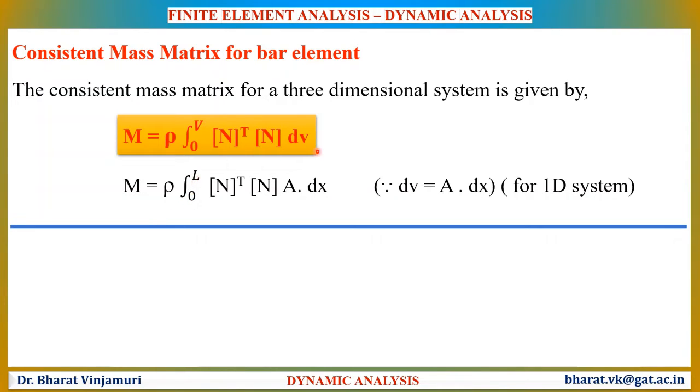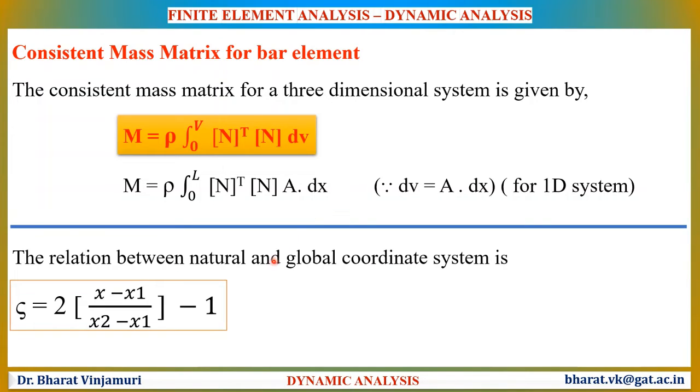Also, the volume is given as area into length. Therefore, instead of dV, we have the value A into dx. This equation represents the consistent mass matrix in terms of global coordinates. Let us now convert the global coordinates into natural coordinates.